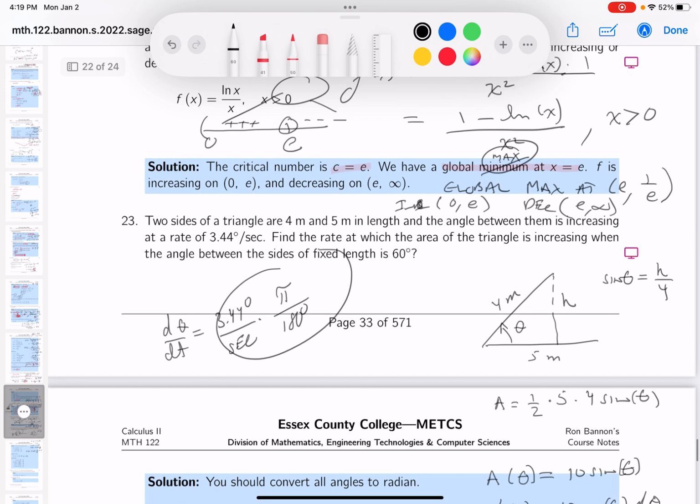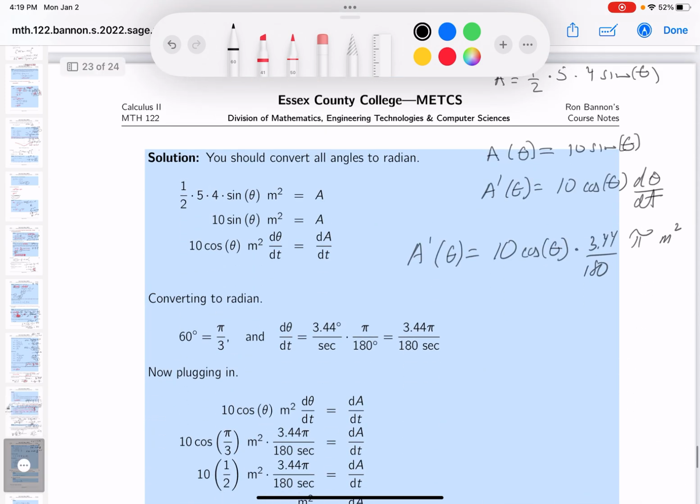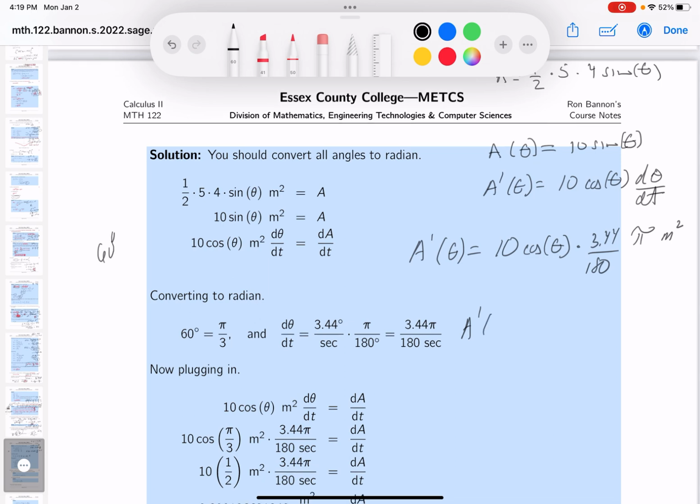What else do they say? Oh, 60 degrees. So they want to know what A prime is at 60 degrees. And 60 degrees, again, is pi over 3. So it's going to be 10 cosine of pi over 3. The cosine of 60 is 1/2. And you get 3.44 pi over 180. And again, that's meters squared. Let's just simplify a tiny little bit.